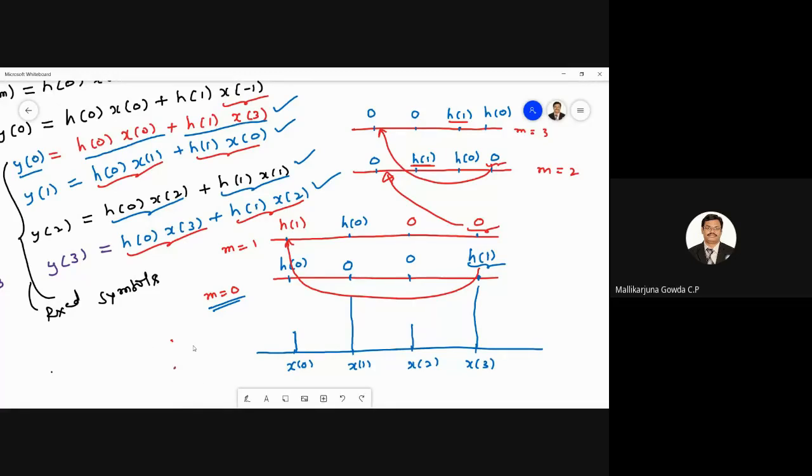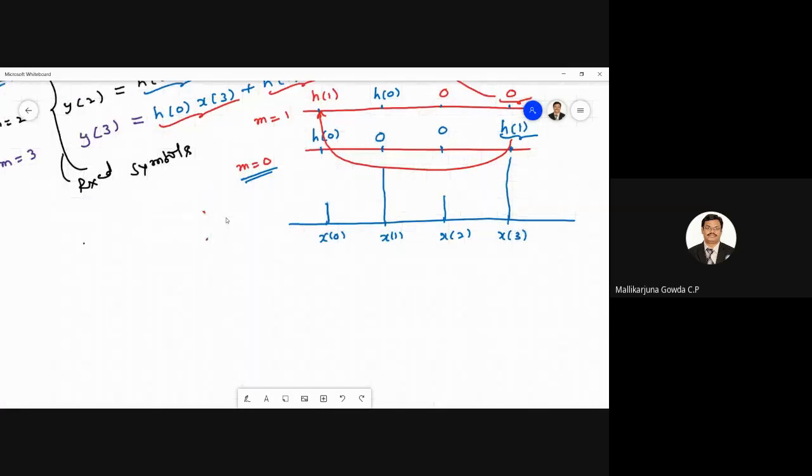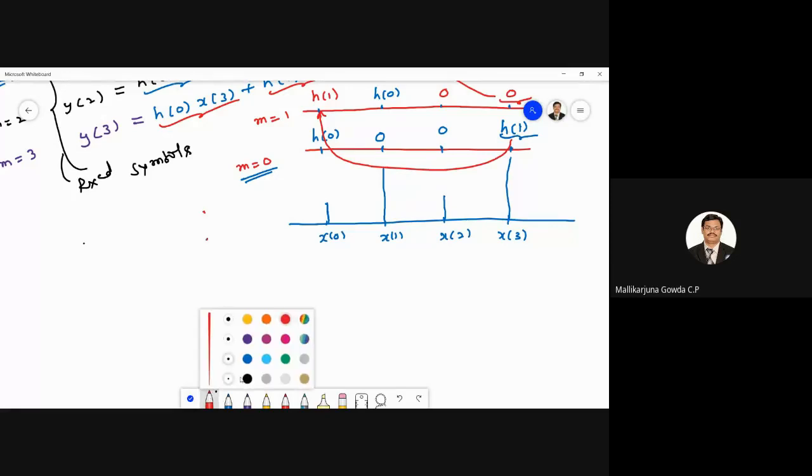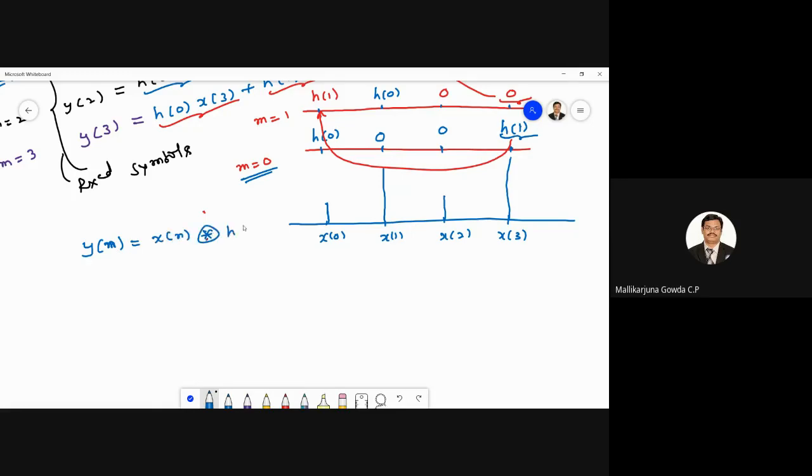Hope you're getting what I'm saying. Why we don't write it as a linear convolution, why we wrote it as a circular convolution. This is the reason, right? So that is why I wrote y of m, or in the time domain, n also you can take, y of n. Y of n will be equal to x of n circular convolved with h of n.